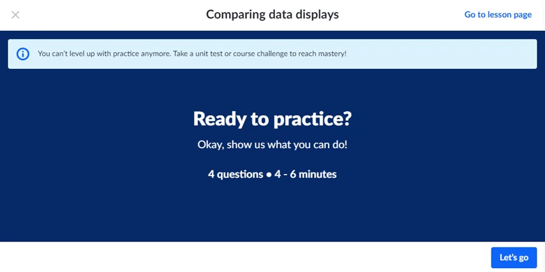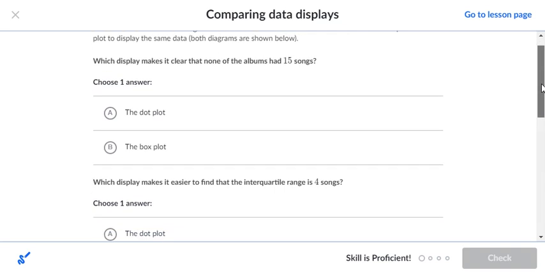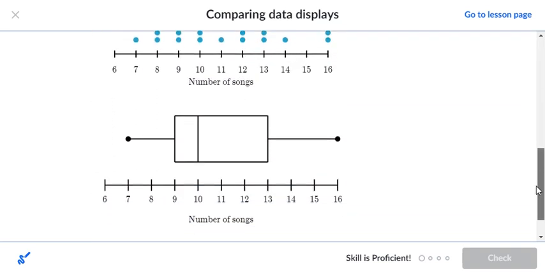Data set and distribution, comparing data display. Sal counted the number of songs on each album in his collection. He then created both a dot plot and a box plot to display the same data. Both diagrams are shown below. Which display makes it clear that none of the albums had 15 songs?